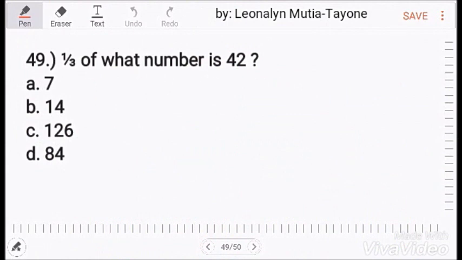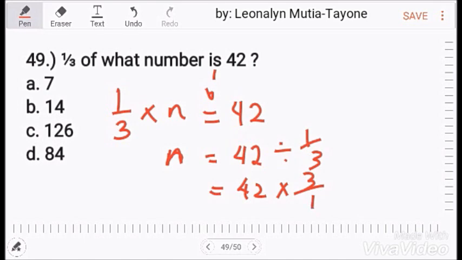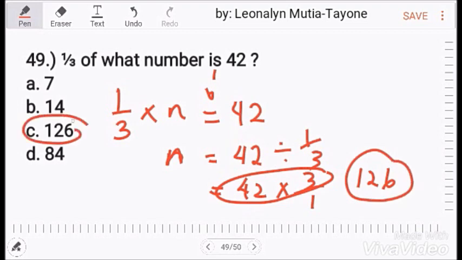Number 49. 1/3 of what number is 42? So, 1/3 of, multiply yan, let n be our number, is, equals yan, 42. Para ma-isolate si letter n dyan, transpose natin ang 1/3 sa kabila. Pag mag-transpose tayo, mag-divide tayo kasi para makancel ang 1/3 dyan. So, 42, ang division maging multiplication, 3 over 1. Ito ang i-multiply natin. And that is 126. So the answer is 126.